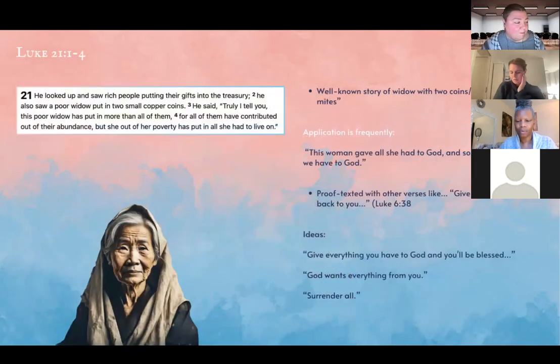Luke 21. He looked up and saw rich people putting their gifts into the treasury. He also saw a poor widow put in 2 small copper coins. He said, "Truly I tell you, this poor widow has put in more than all of them. For all of them have contributed out of their abundance, but she, out of her poverty, has put in all she had to live on."